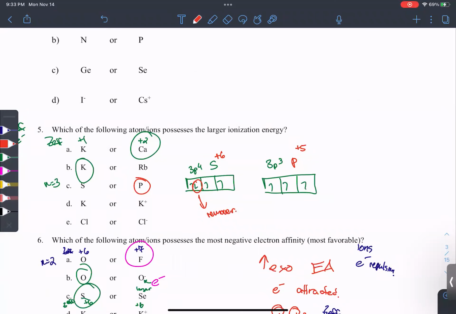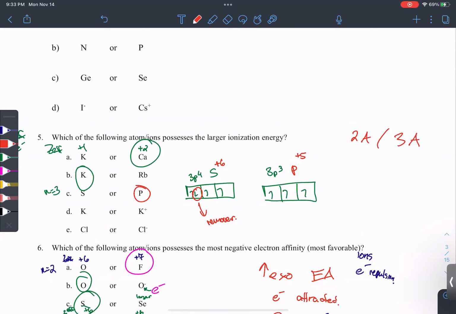You see the exceptions for 2A and 3A elements, and then you see it again for 5A and 6A elements. It's a switching. So you can't just use "fluorine is small, it has the highest Z effective," and "cesium is really big with a low Z effective, it has the lowest ionization energy." You can't use that trend because there are some anomalous ones in the middle.